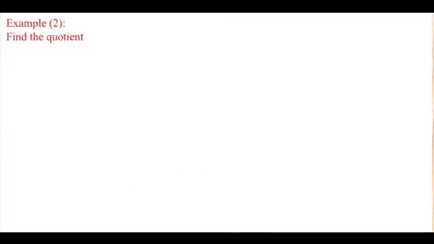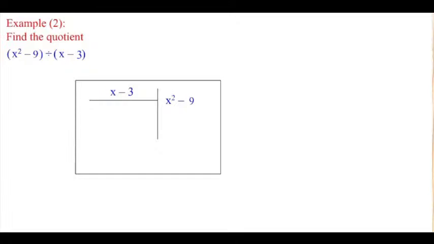Find the quotient of the algebraic expression x squared minus 9 divided by x minus 3. Solution. Step number 1. We have to put the dividend and the divisor in the form of the division, and we have to let space stand for x.